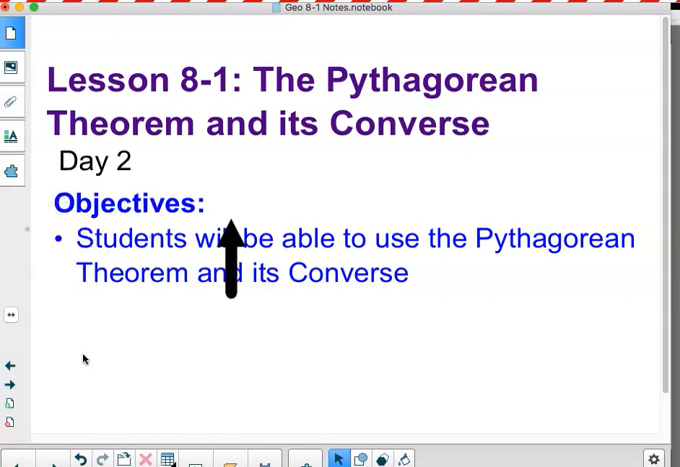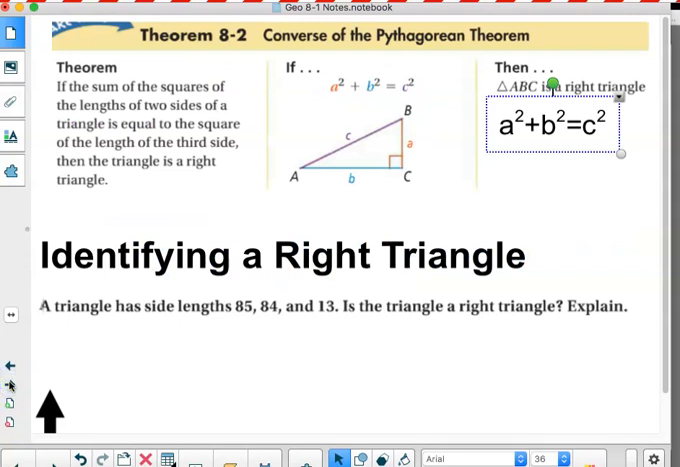Our objective should have been written down on the first day of your notes for 8.1. Students will be able to use the Pythagorean theorem and its converse. So make sure you get that down, check your stuff, make sure you've written it down and you're complete about your solutions. Now, for today, what we're looking at is theorem 8.2, converse of the Pythagorean theorem.